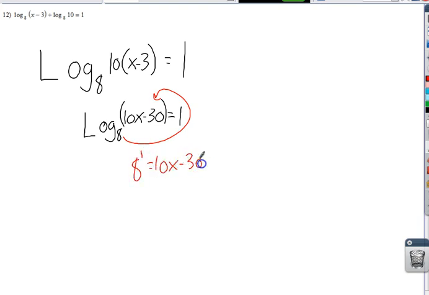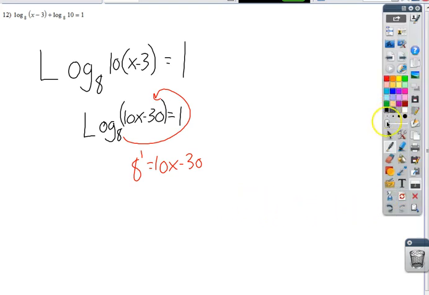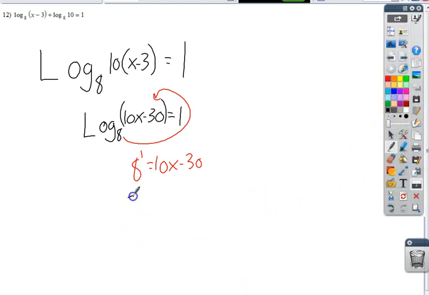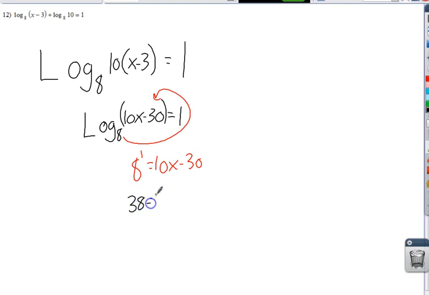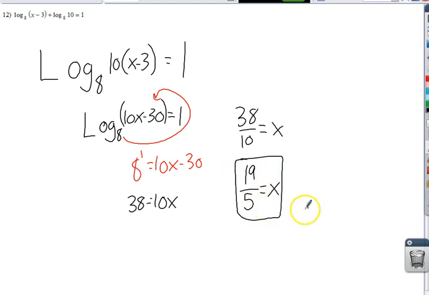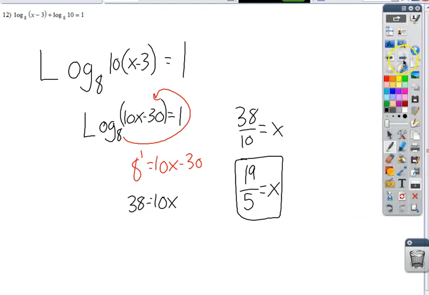Now I am fairly confident everyone here can solve this problem, so let's go ahead and do this. I'm going to add 30 and divide by 10. And I get 38 over 10 equals x. But guess what? That's not the answer because I can divide both by 2. That is the answer, or the decimal approximation of that. Moving on up in the world.